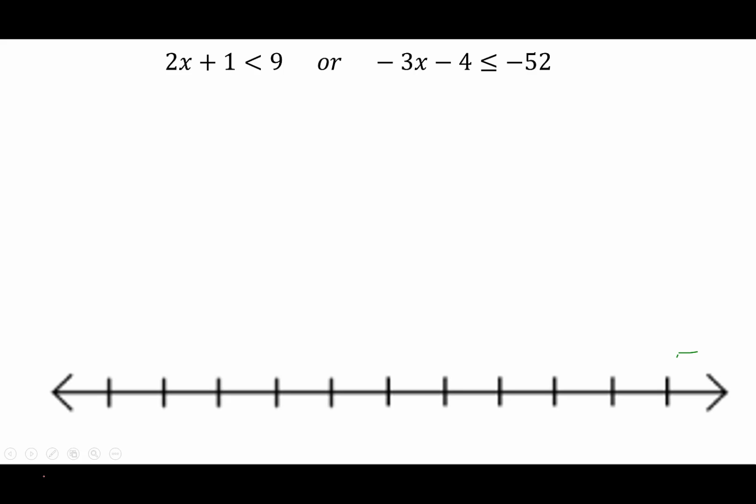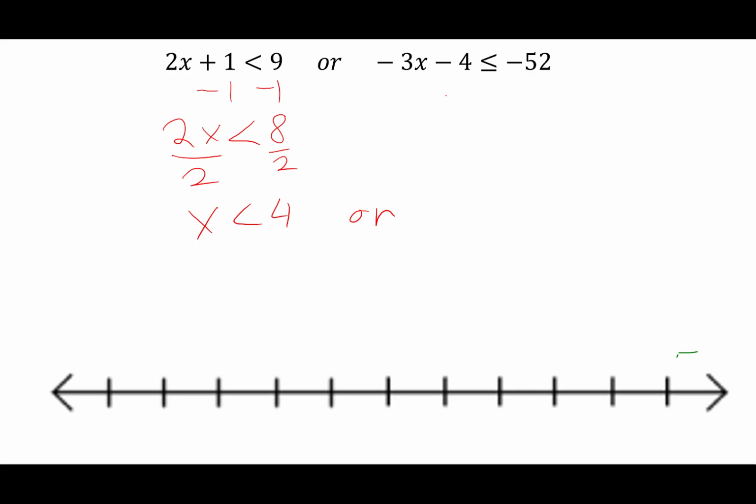All right, so let's look at our next example. I've got 2x plus 1 is less than 9, or -3x plus 4, minus 4, is less than or equal to -52. From here, I'm going to work both of these out. So I'm going to subtract 1 from both sides on this one, and I get 2x is less than 8, divided by 2, x is less than 4.